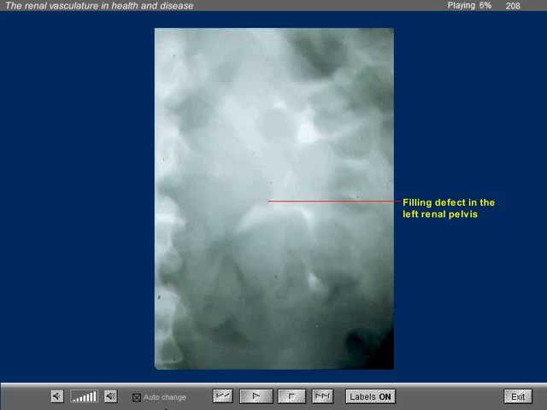This is a left kidney of a 20-year-old woman who had lost weight considerably and presented with hematuria. Note that there is a filling defect in the upper portion of the left renal pelvis. But also note that we do not see fat surrounding the renal pelvis.